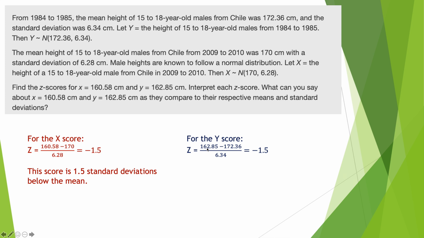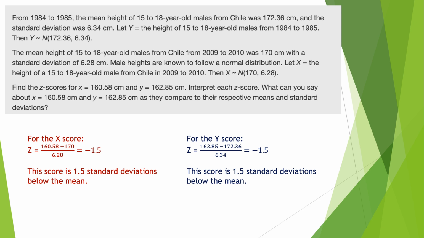The new score is 162.85 minus the new mean of 172.36. Get that equals, divide by 6.34, which is the new standard deviation in this particular part. And again, I get negative 1.5. So that means that this score is also 1.5 standard deviations below the mean.